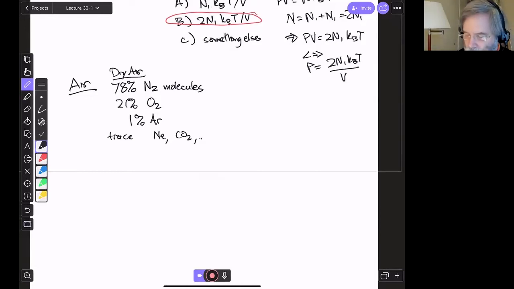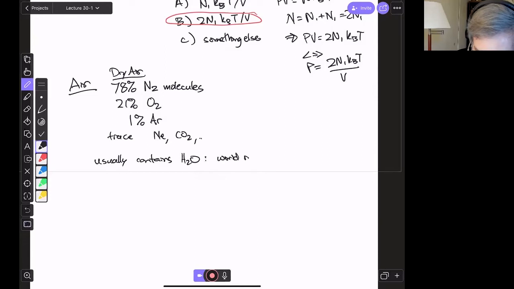However, I'm going to keep on going. Air usually contains some water, some H2O molecules, and the world record for the most humid air is 15% of the molecules being H2O. So that's the absolute most you can ever get, 15%.